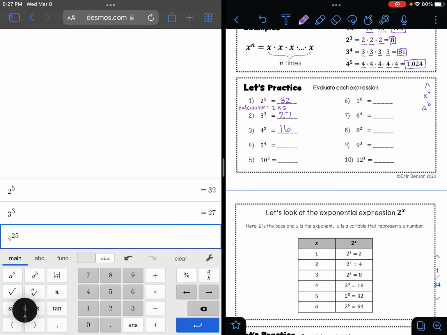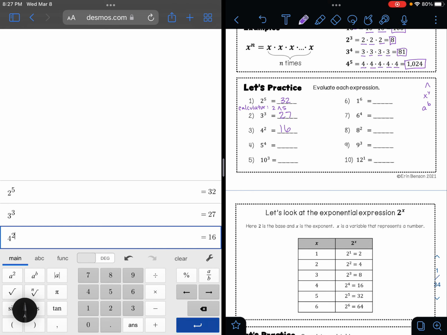5 raised to the fourth power is 625. 10 raised to the third power is 1000. What I would like you to do is go ahead and pause the video and try and evaluate examples 6 through 10. So try these 5 on your own.